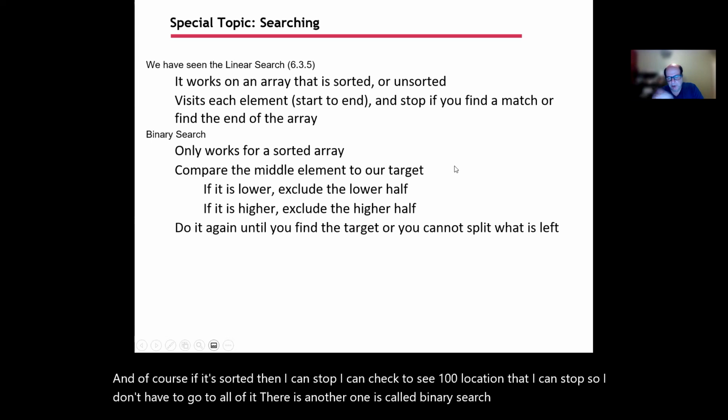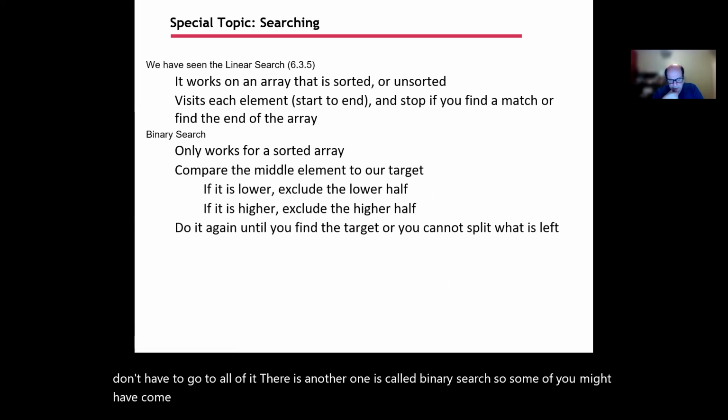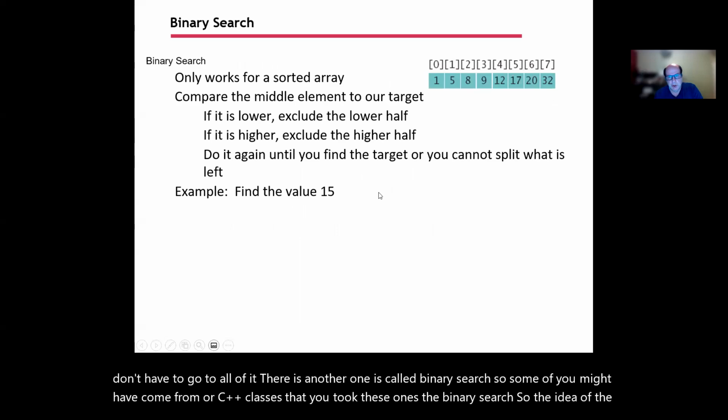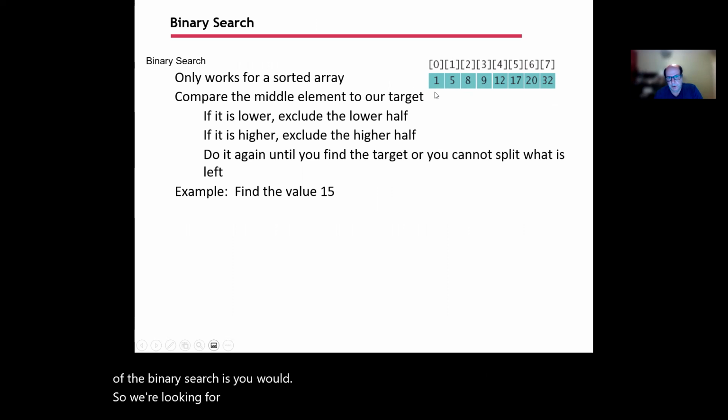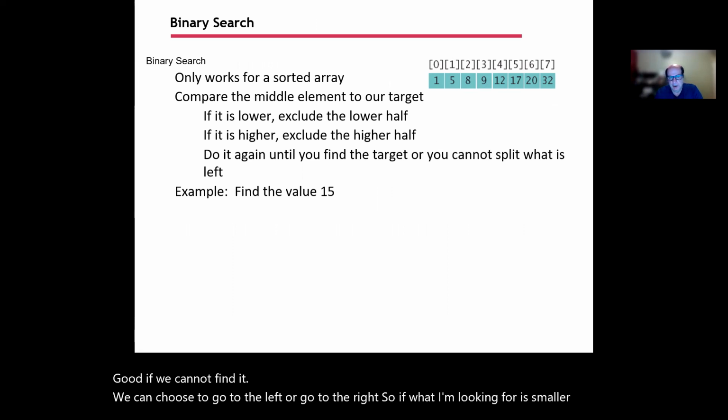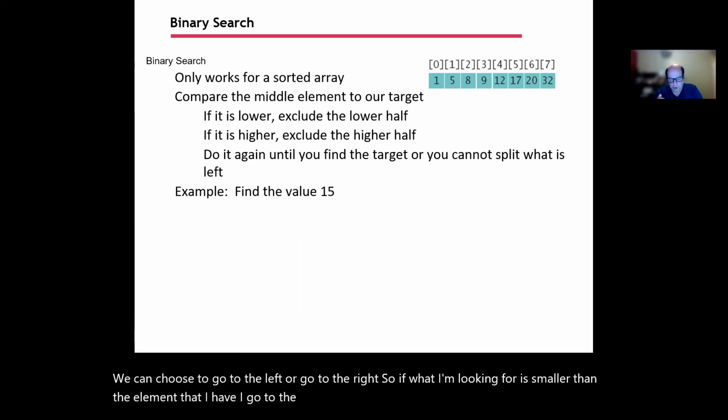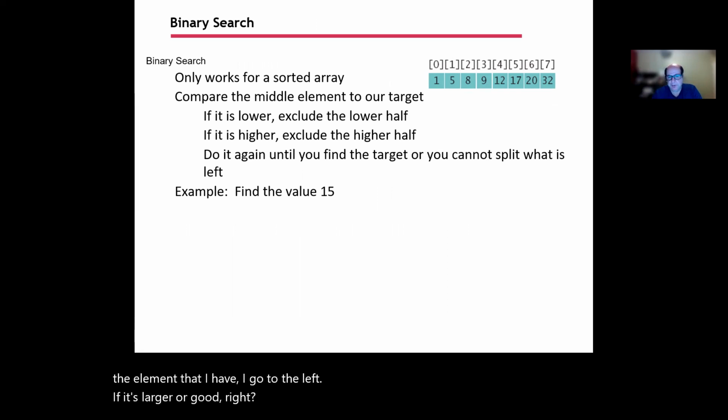Some of you might have come from C++ classes where you took the binary search. The idea of the binary search is that we're looking for something. So we go to the middle, and if we can find it, good. If we cannot find it, we can choose to go to the left or go to the right. If what I'm looking for is smaller than the element that I have, I'll go to the left. If it's larger, I'll go to the right. And I repeat the same thing.